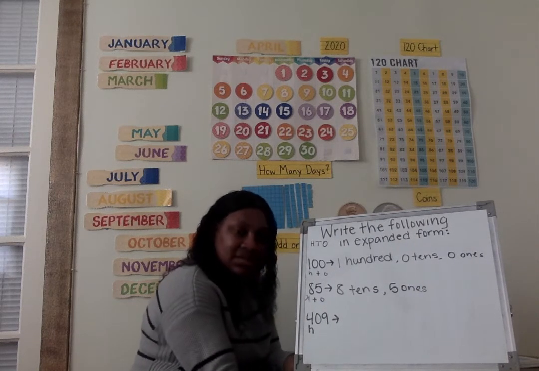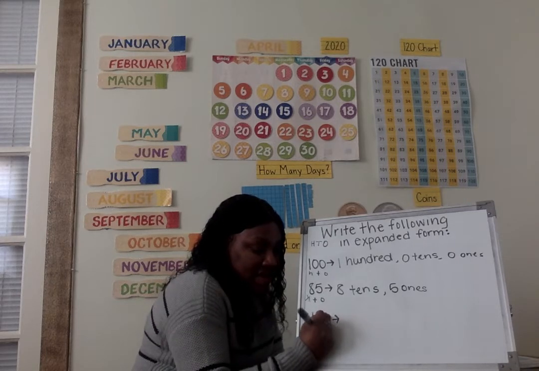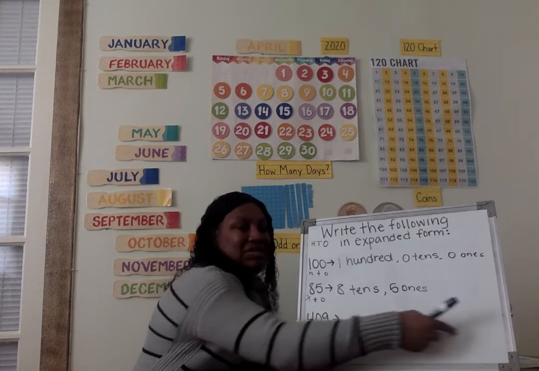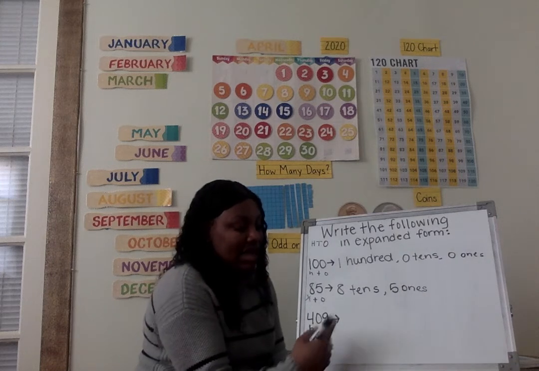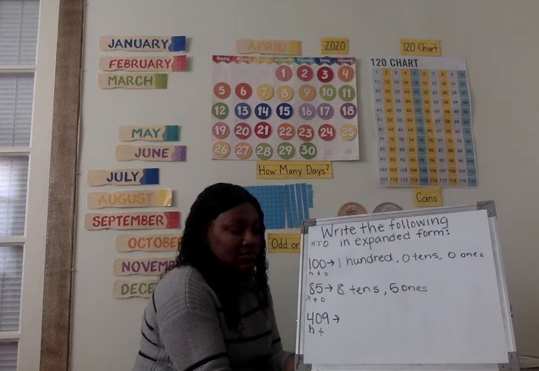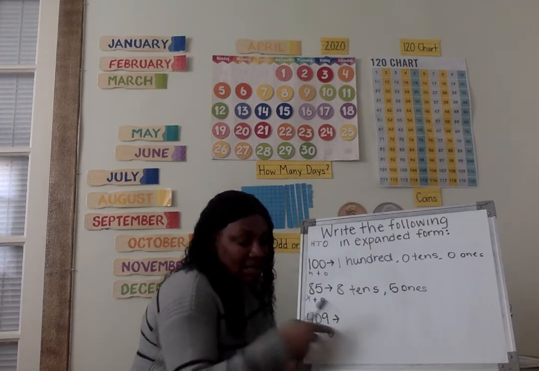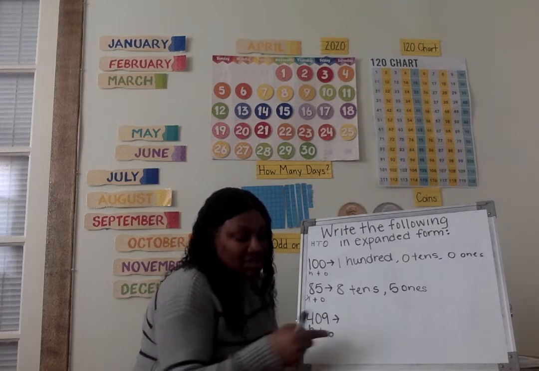Is there a number in the tens place? Just 0, but I'm still going to label that because I need to include it when I write it in expanded form. And what about the ones? Is there a number in the ones place? You betcha. There's a 9 in the ones place. So I label my number 409 with hundreds, tens, and ones.